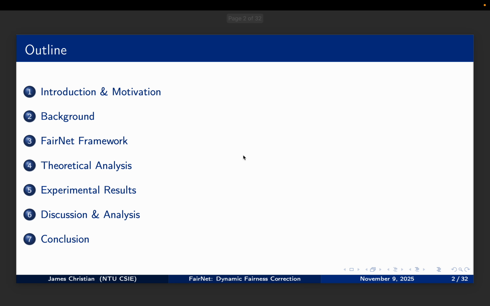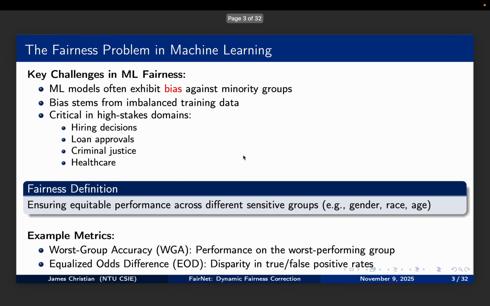Here is the outline of my presentation. I will cover seven main sections: introduction and motivation, backgrounds, concepts, and FairNet framework, theoretical analysis, experimental results, discussion and analysis, and finally the conclusion.